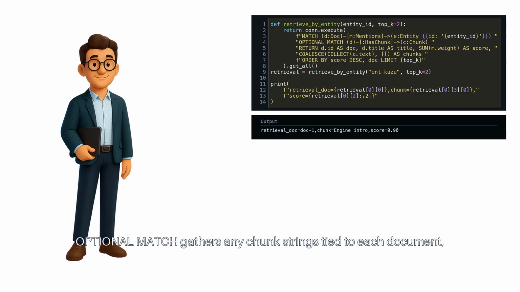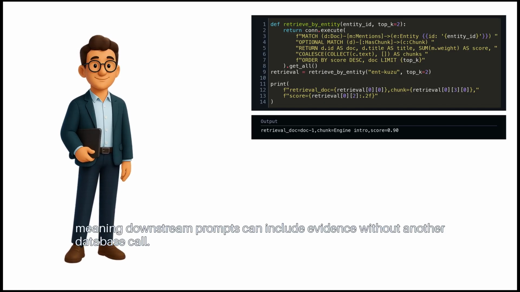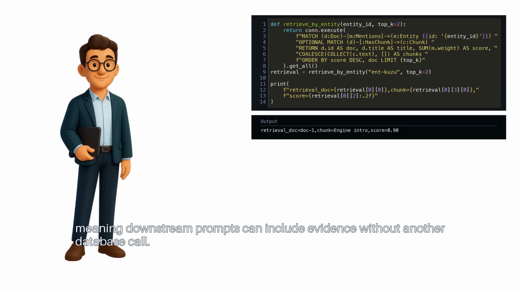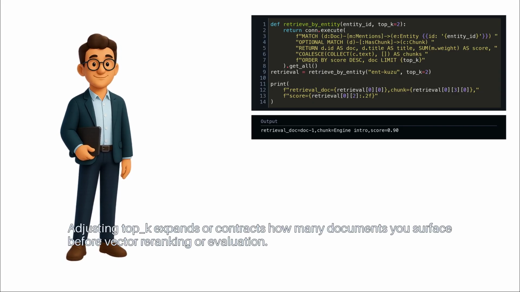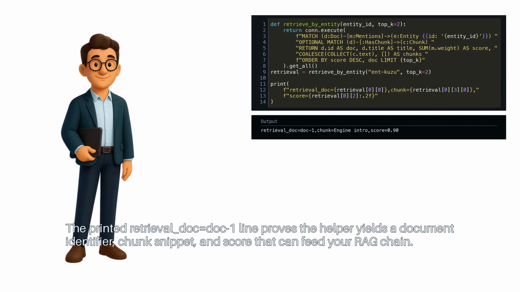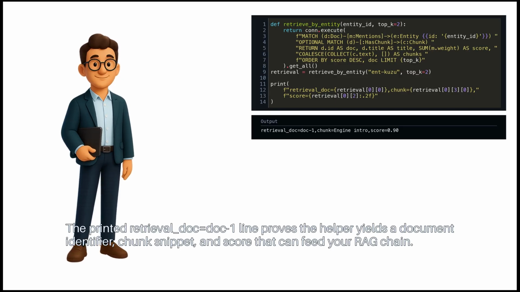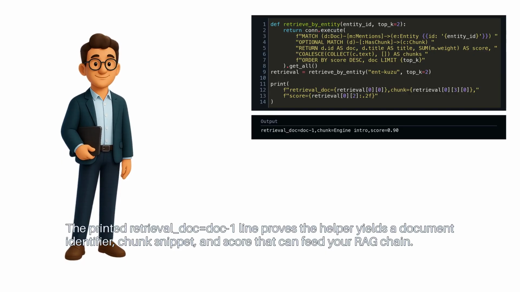Optional match gathers any chunk strings tied to each document, meaning downstream prompts can include evidence without another database call. Adjusting top K expands or contracts how many documents you surface before vector re-ranking or evaluation. The printed retrieval doc equals doc-1 line proves the helper yields a document identifier, chunk snippet, and score that can feed your RAG chain.